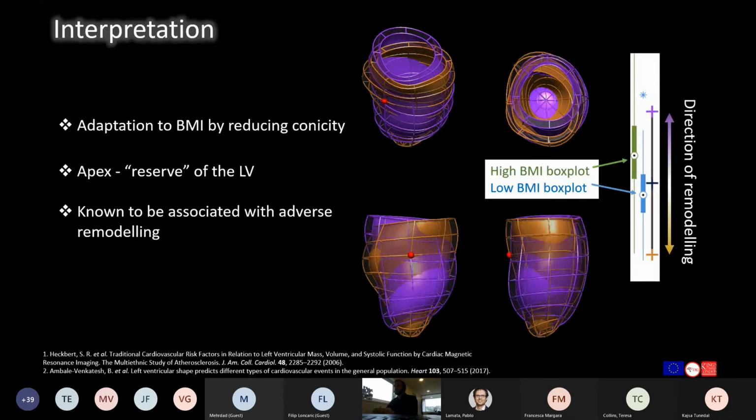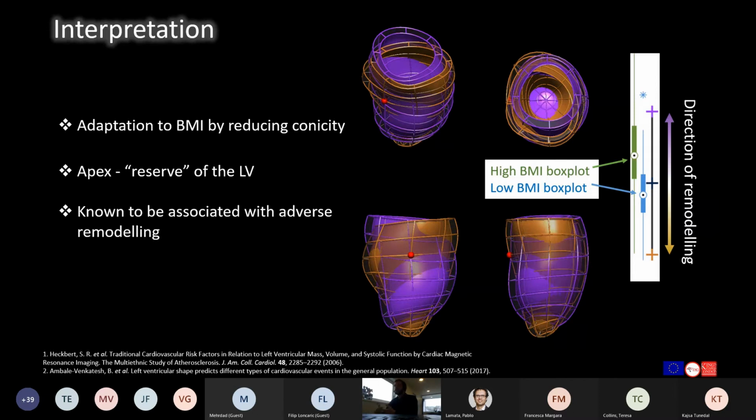Our interpretation was that the heart adapts to the increased BMI by becoming wider in the bottom half and reducing the conicity of the ventricle. And also that the apex serves as a sort of reserve of the left ventricle when it has to cope with the increased demand caused by the increase of the BMI.